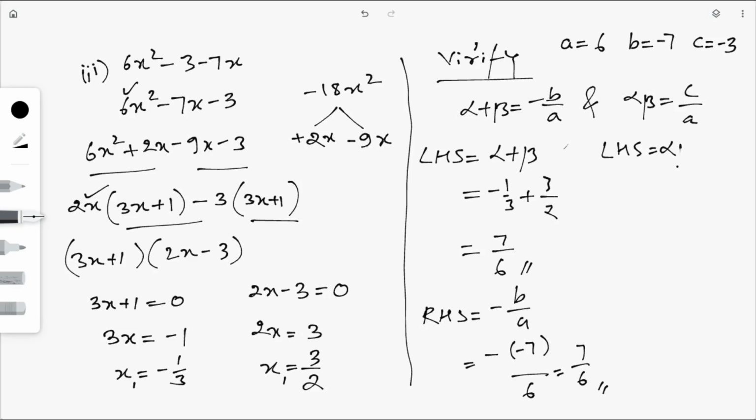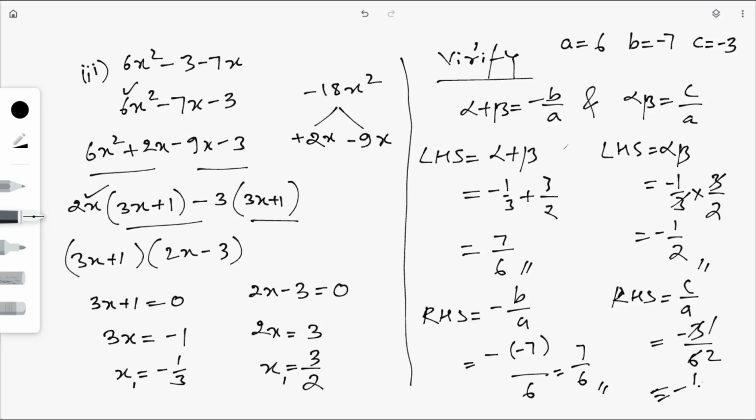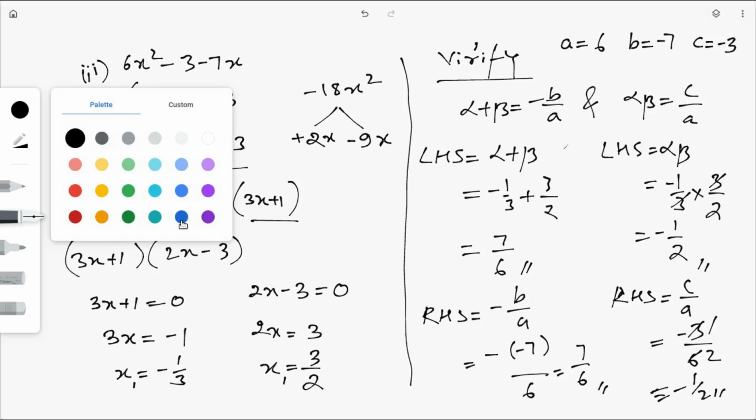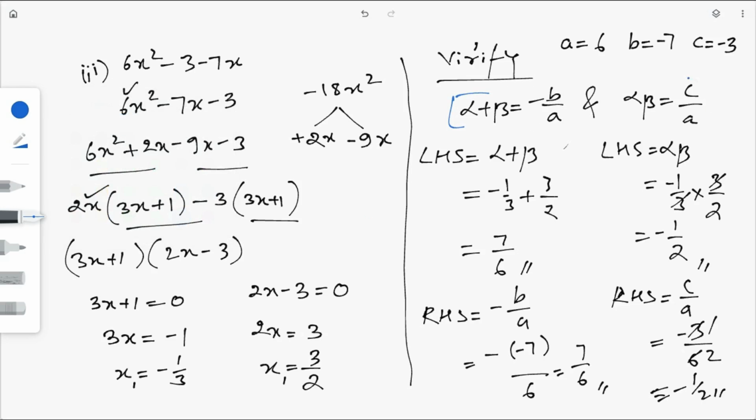Next, what is LHS here? That is product of the zeros alpha into beta. Again minus 1 by 3 into 3 by 2. Fine. So cancel out these two, you will get minus 1 by 2. RHS, what is your RHS here? c by a. So c is minus 3 and then a 6, 3 ones are 3, twos are 6, you will get minus 1 by 2. Okay. So the relation between zeros of the polynomial and the coefficients is verified.